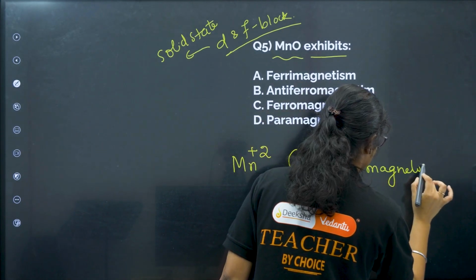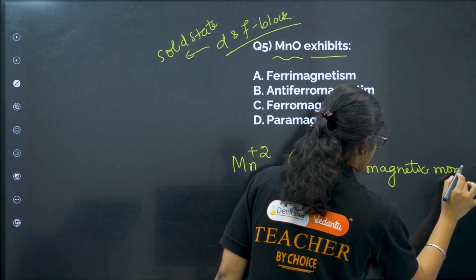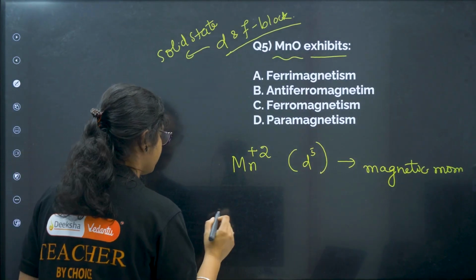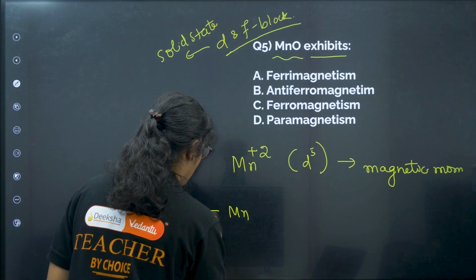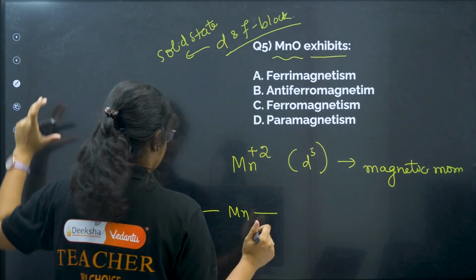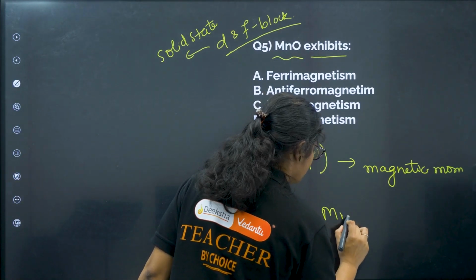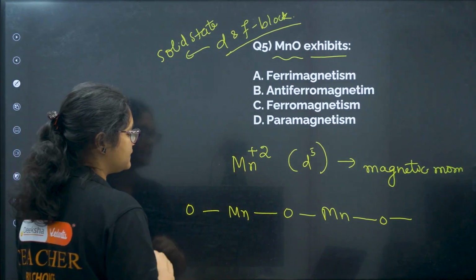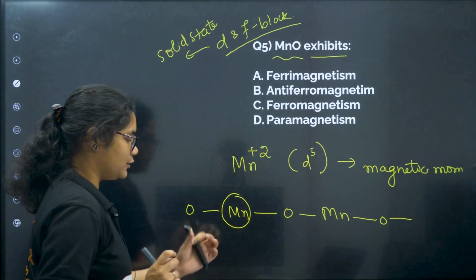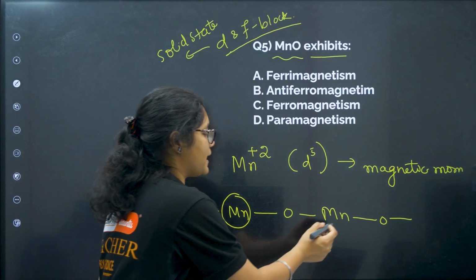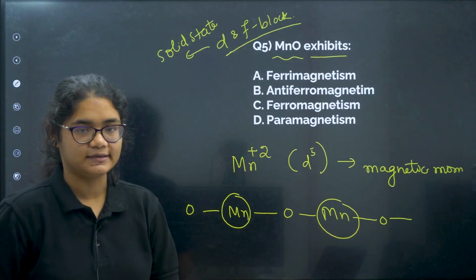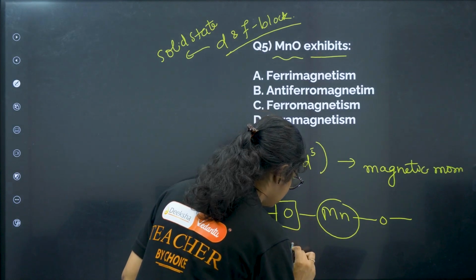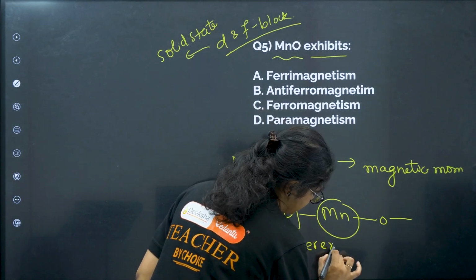But what happens here is the crystal of MnO is like this. We have Mn, then oxygen, then Mn, then oxygen, like this a crystal structure is forming. So what happens here is the magnetic moment due to one manganese and the magnetic moment due to another manganese gets cancelled because of this oxygen. So this mechanism is called the super exchange mechanism.